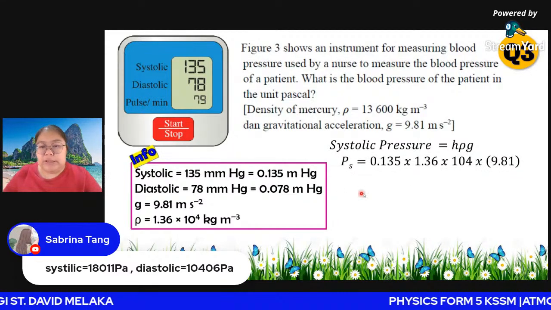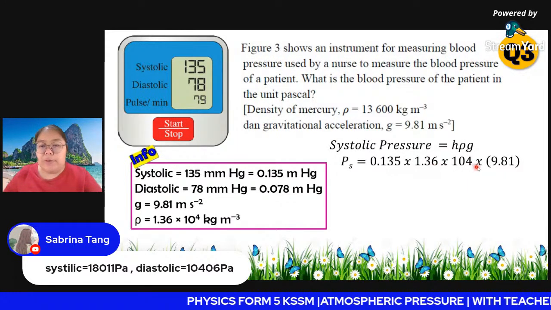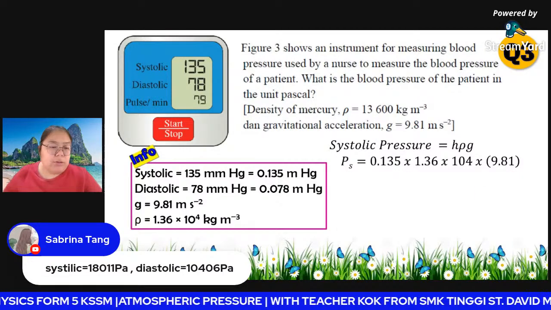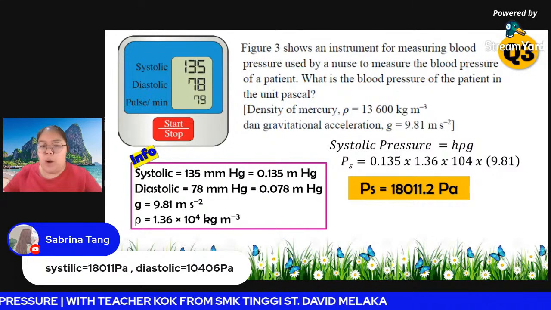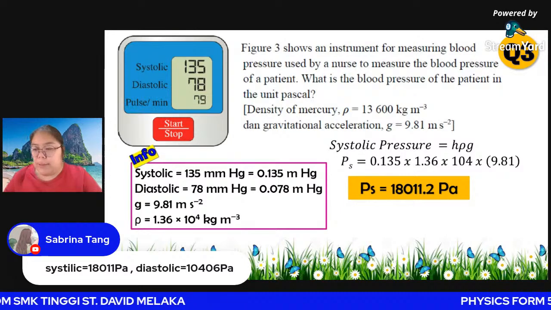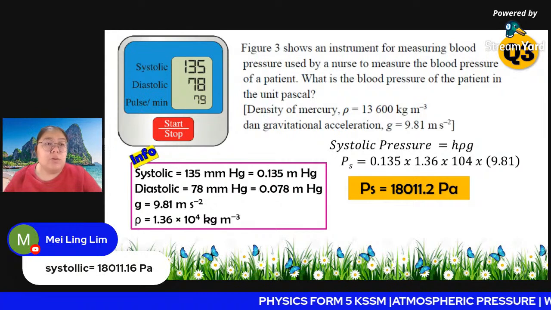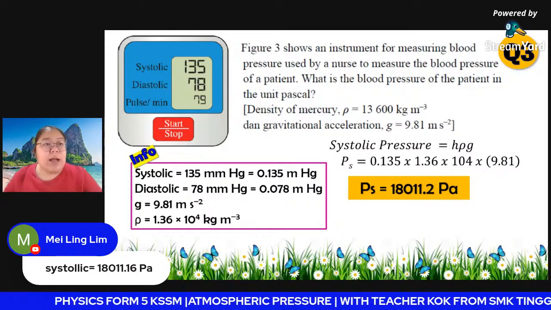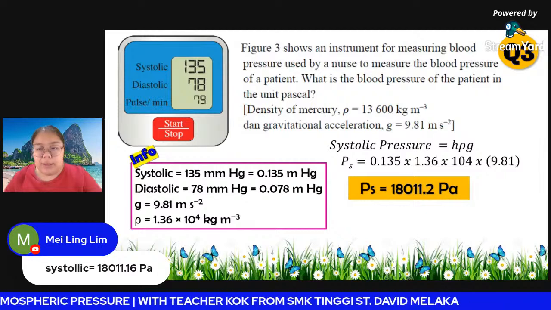For this systolic, I'm using 0.135, 1.36 times 10 power 4, then multiply 9.81. So from here, I go to show. This one is 18011.2. Okay, 0.16 also can. Mei Ling gives me the systolic, it's 18011.16 Pascal. Then how about the diastolic? Help me to type the diastolic is how many?